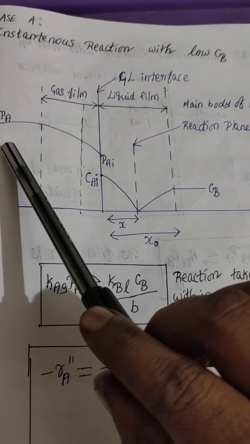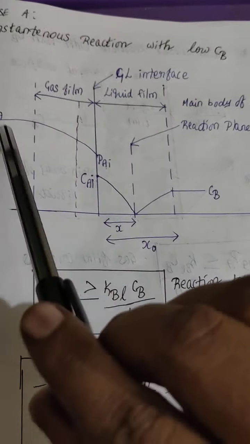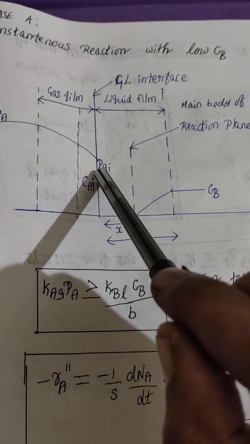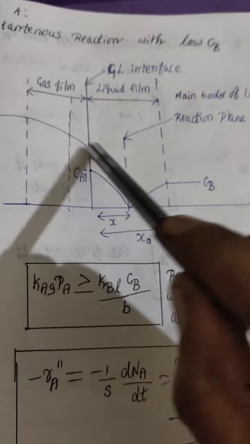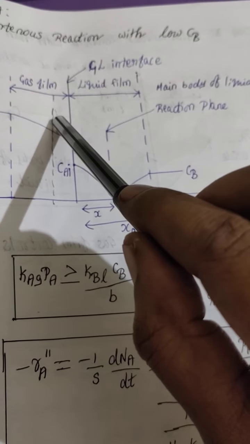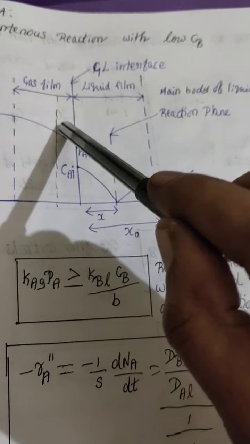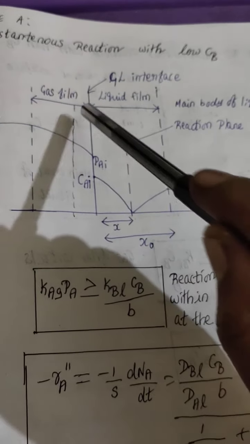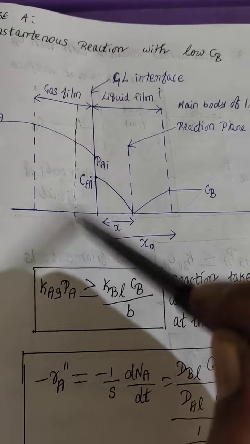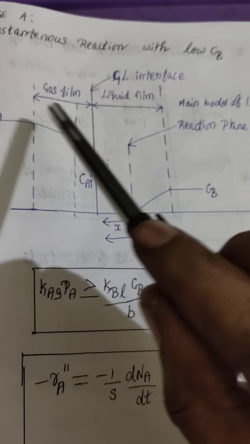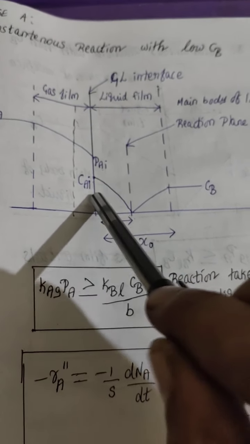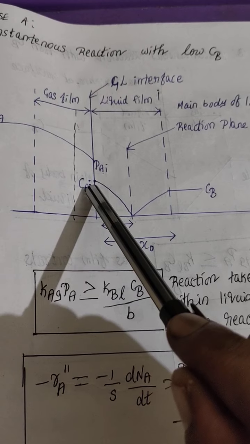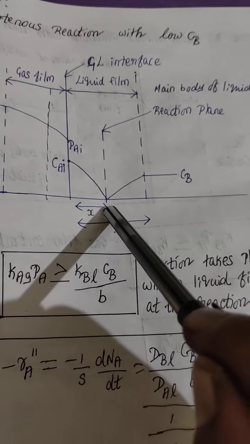Here what happens is reactant A is coming towards the liquid film, and here you can see that there is a decrease in concentration. This is because of the mass transfer resistance. You can consider this line as mass transfer resistance. Only because of this mass transfer resistance there is a decrease in pressure from pA to pAi and a decrease in concentration to CAi. And then this gaseous reactant comes towards the reaction plane.